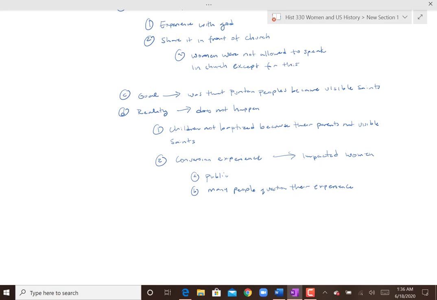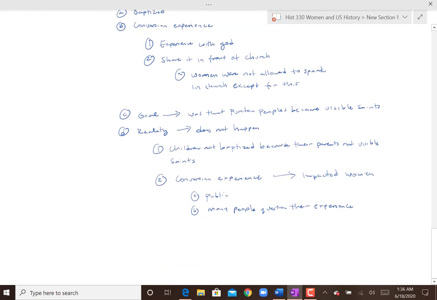Everyone that came over initially in the Puritan society were visible saints, but as time went on, it spread out. Eventually, they had to rectify this with a halfway covenant, which allowed people who weren't visible saints to baptize their children, because it was increasingly getting less and less visible saints as time went on.